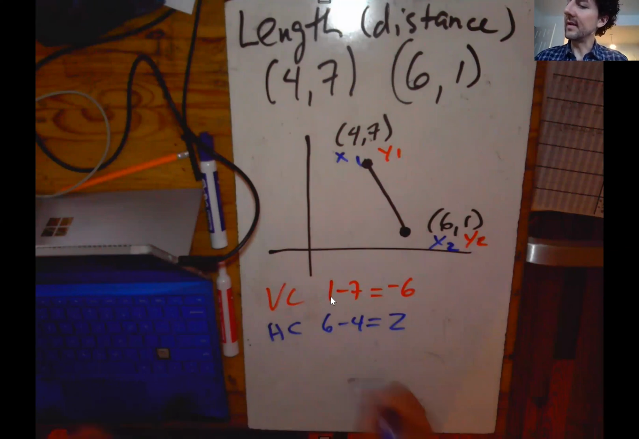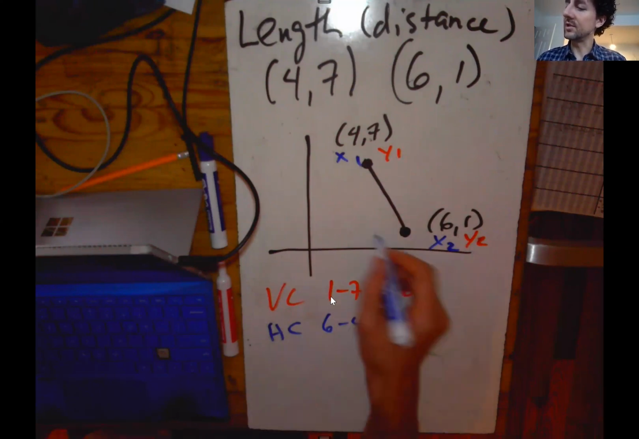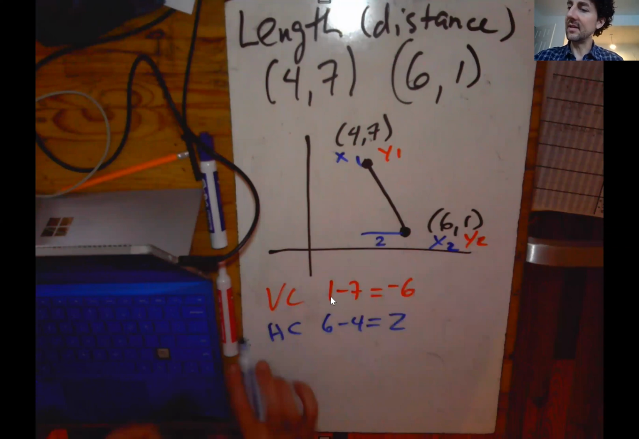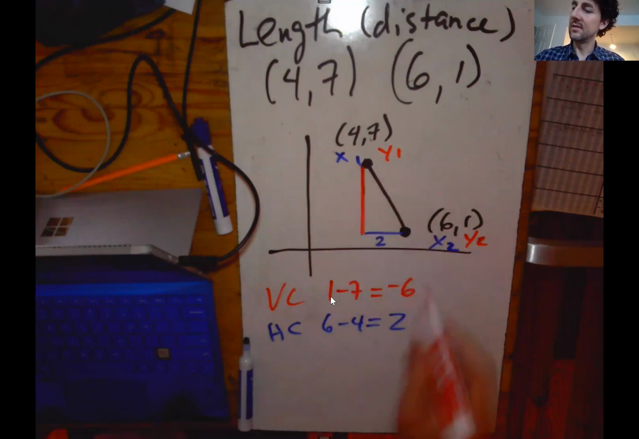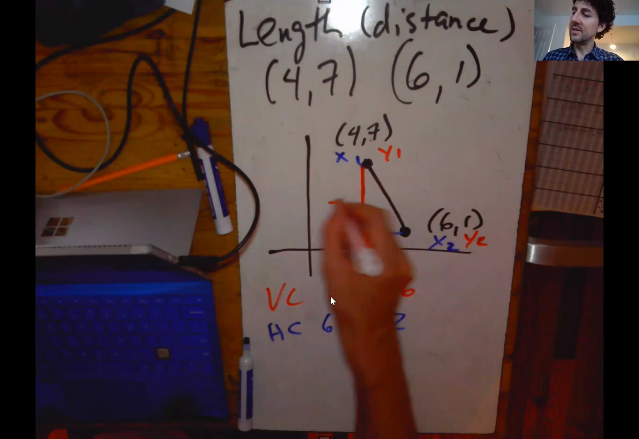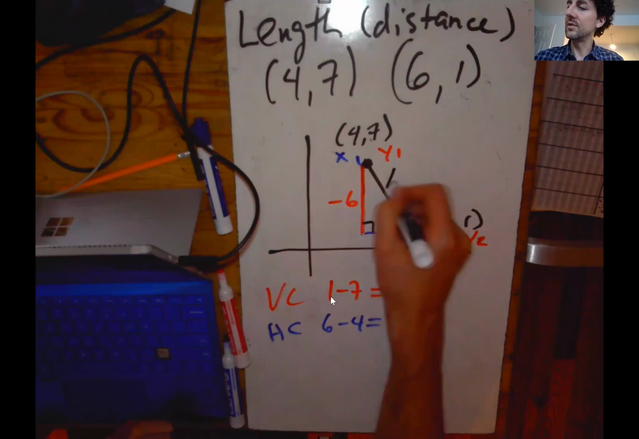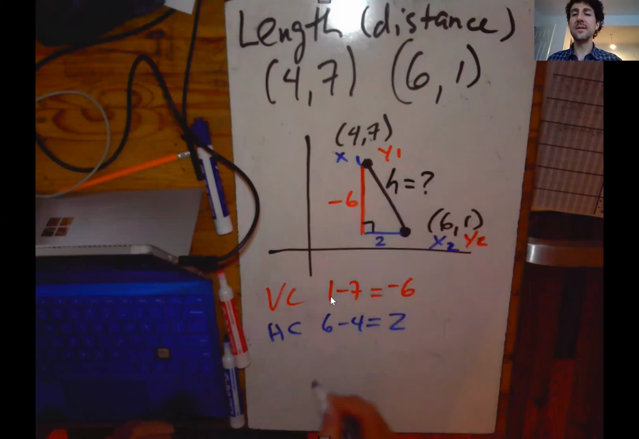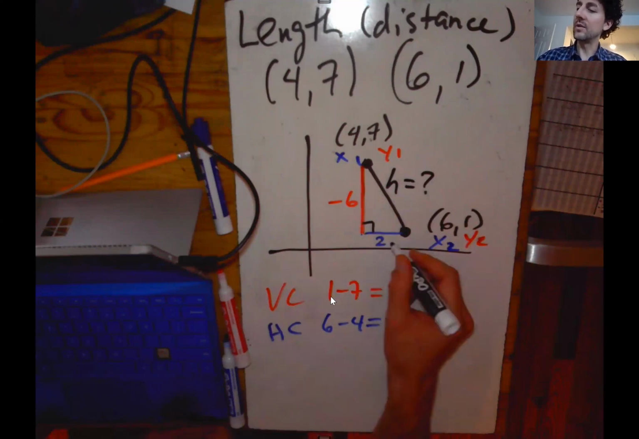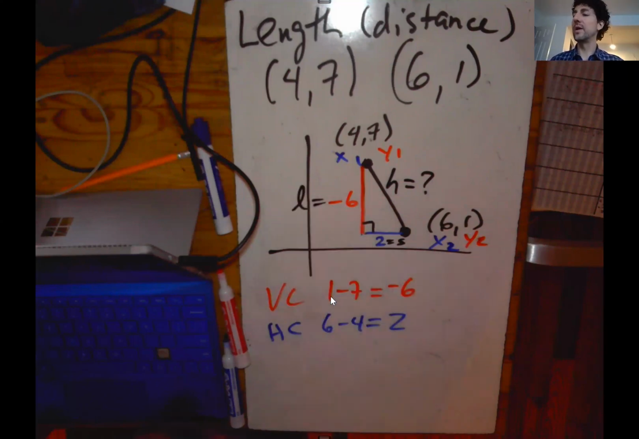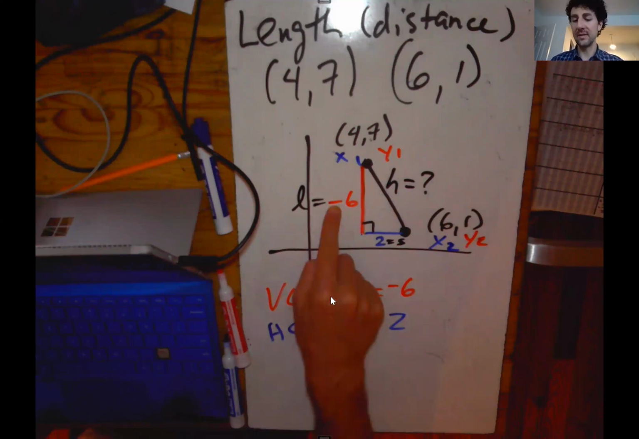That means that we can draw in the horizontal change as a leg and the vertical change as a leg. Then you see we've drawn a right triangle. There's the right angle. There's the hypotenuse. So that's what we're going to try to find. We could call 2 the short leg, and we could call -6 the long leg. Finally, remember, when we use the Pythagorean theorem, we're not going to use the negative value. We're only going to use positive in the Pythagorean theorem.